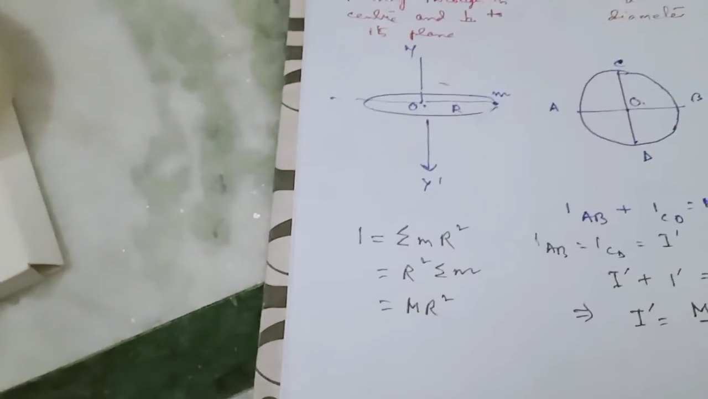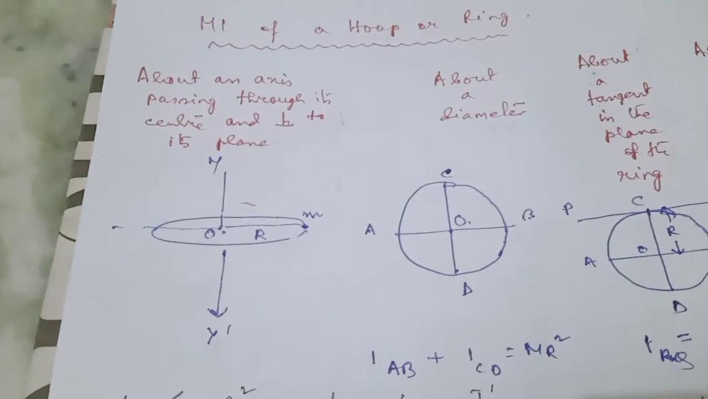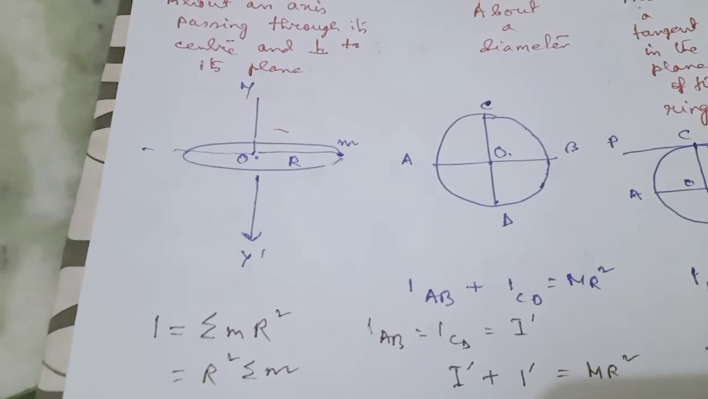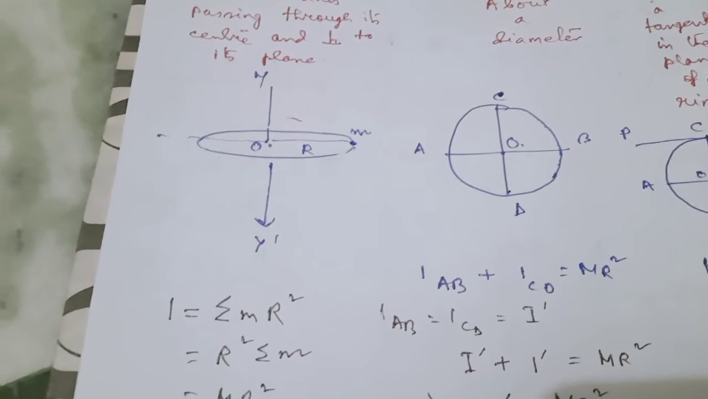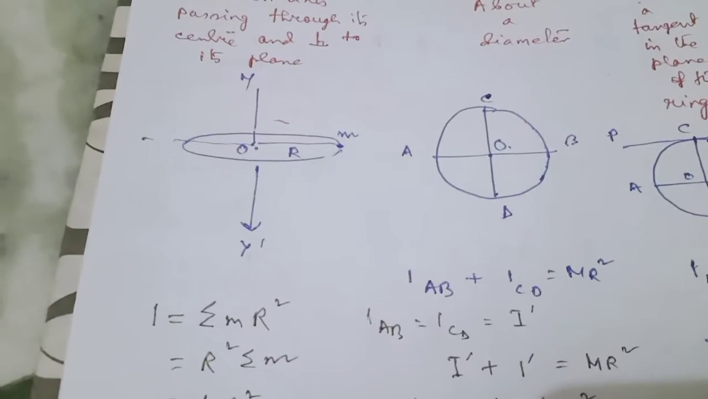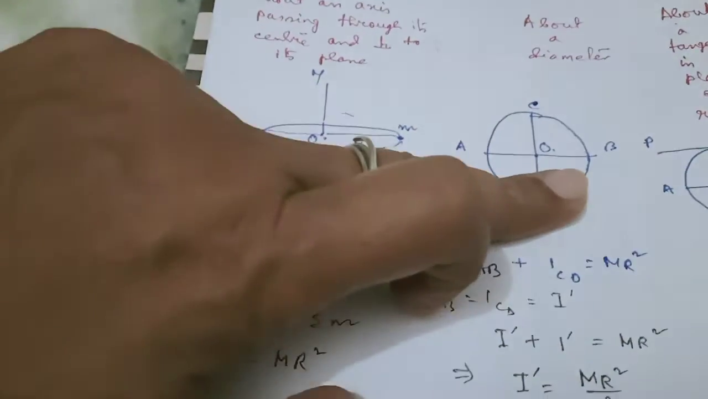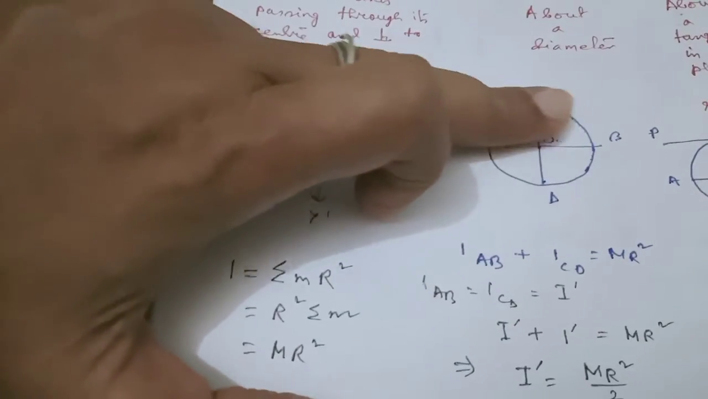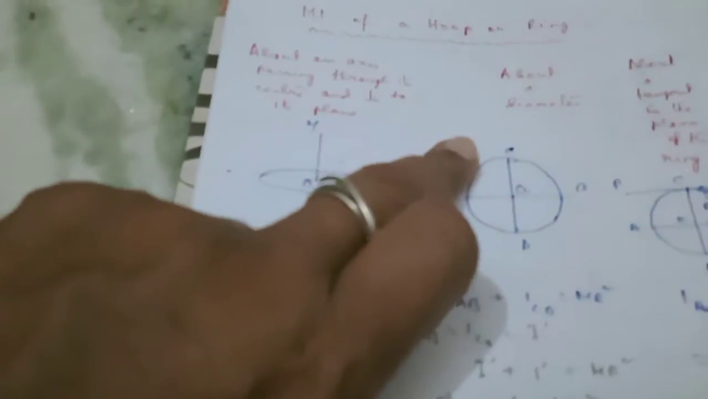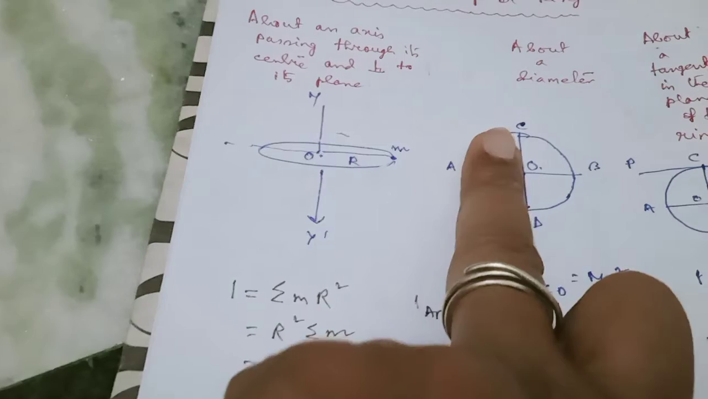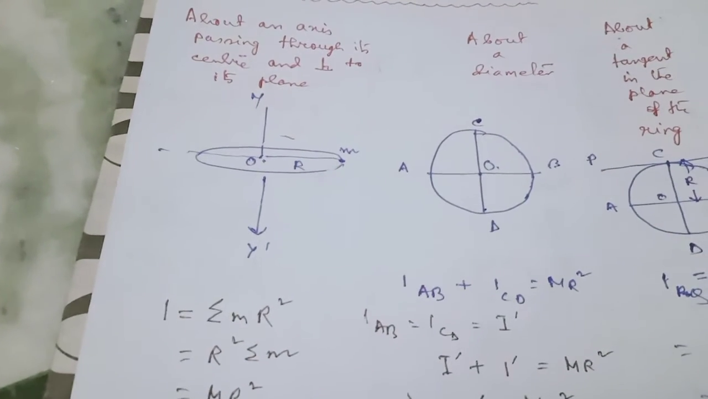This is very simple. But if you are asked to calculate about a diameter, then observe that if you consider AB or CD, whatever the case, the diametrical lines are always symmetrical, because if you consider AB, then this part will give you a mirror image of this part. So AB is the line of symmetry. Similarly, if you consider CD the diameter, this part is identical to this part. So CD is also the line of symmetry.